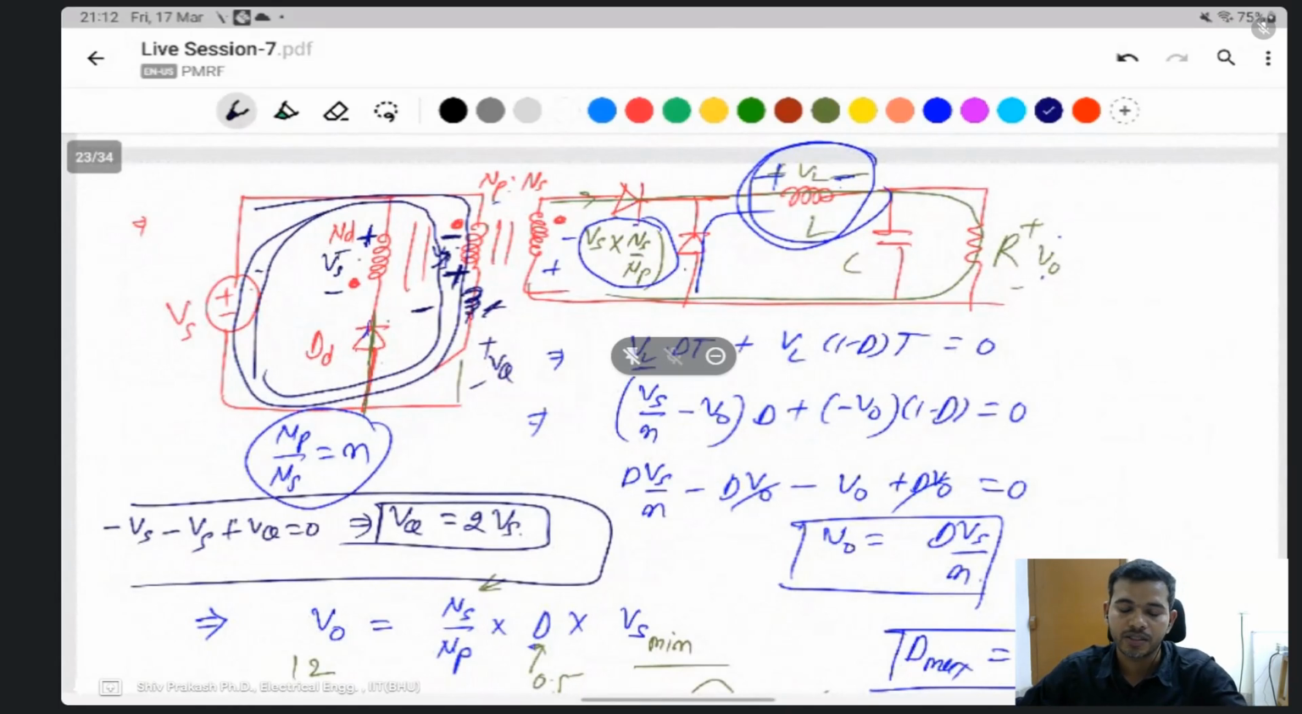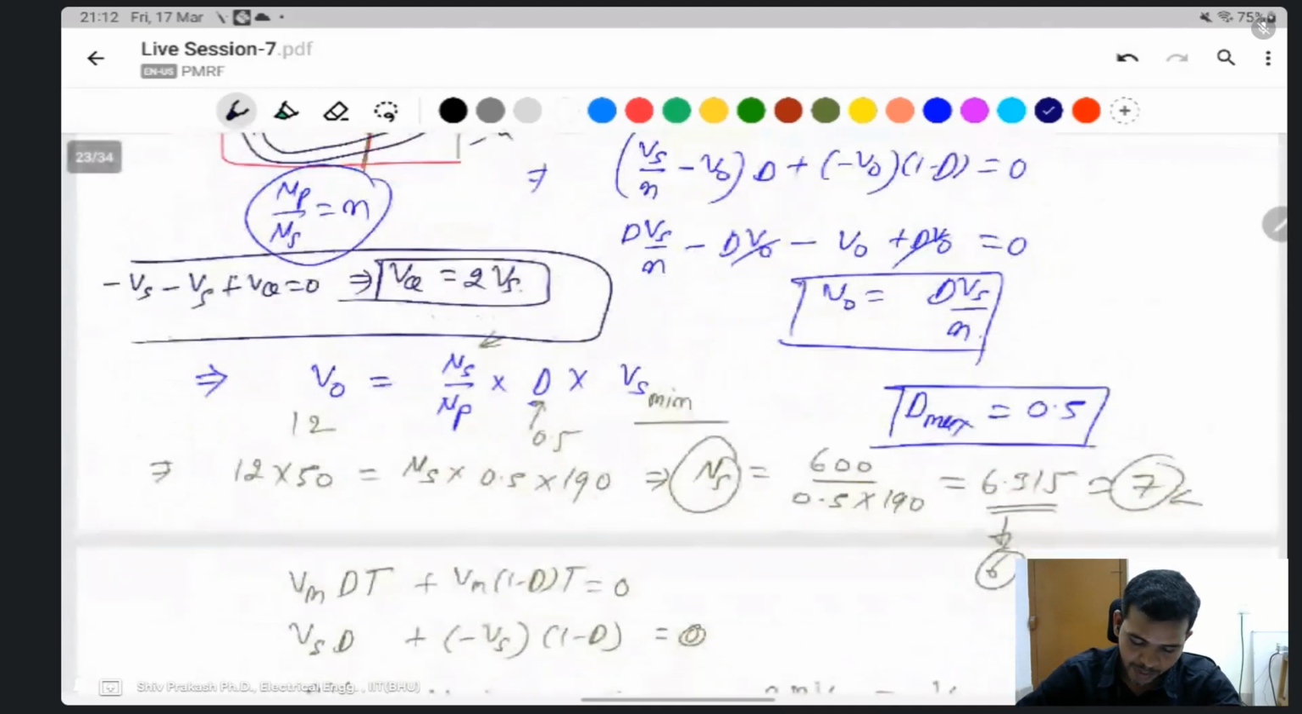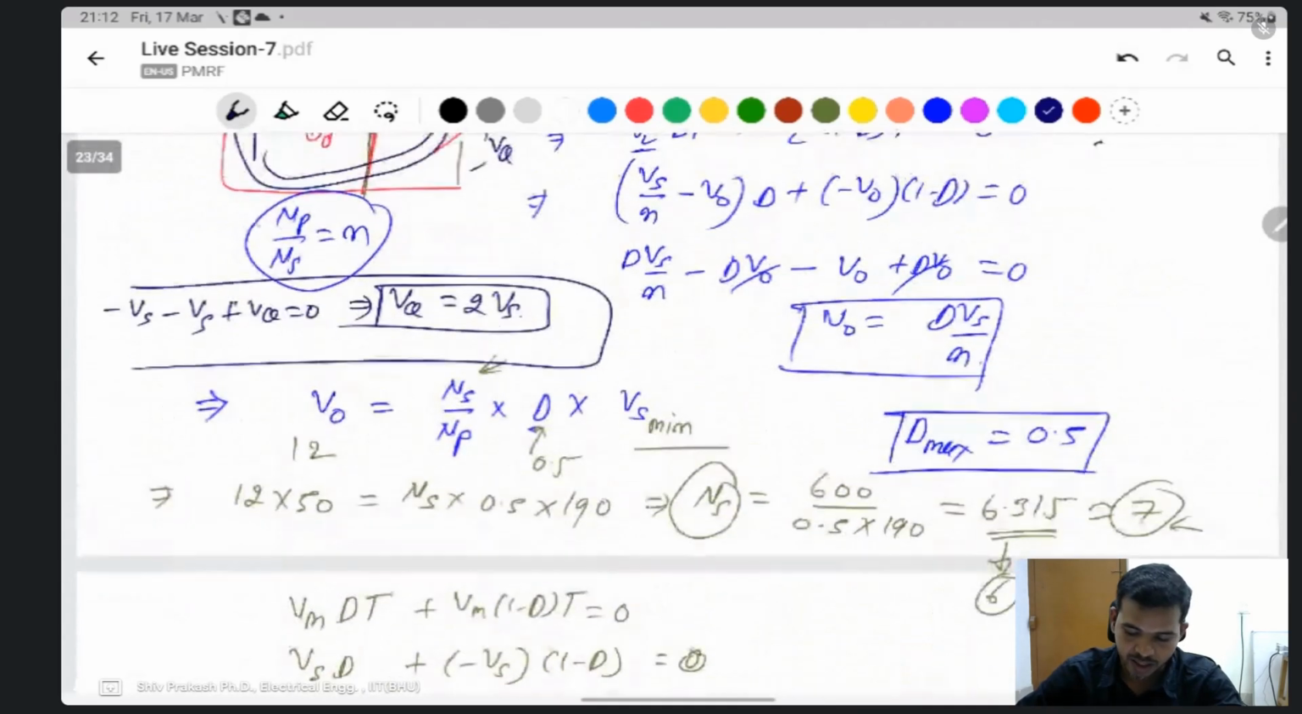Sir, here the worst case stress will be 210 plus 210 volt, that is 420 volt, the maximum stress, no? Yes, in ideal cases.